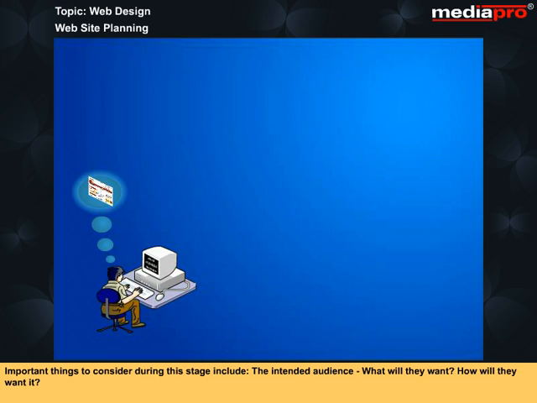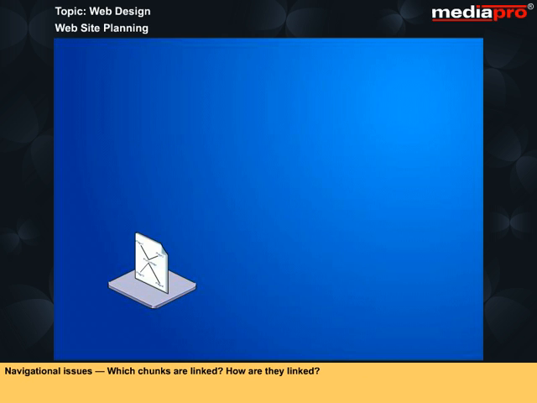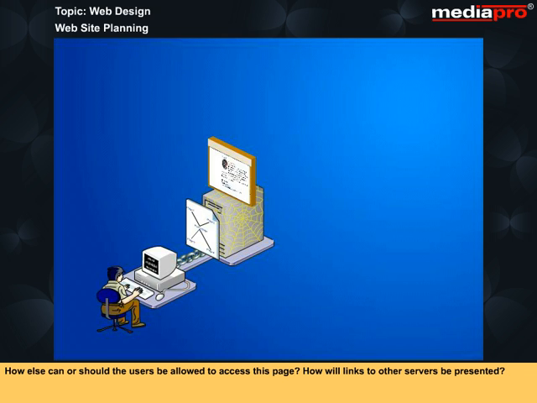Important things to consider during this stage include the intended audience. What will they want? How will they want it? Content chunks: how will the content be broken to best fit the pages of the web? Navigational issues: which chunks are linked? How are they linked? How else can or should the users be allowed to access this page?